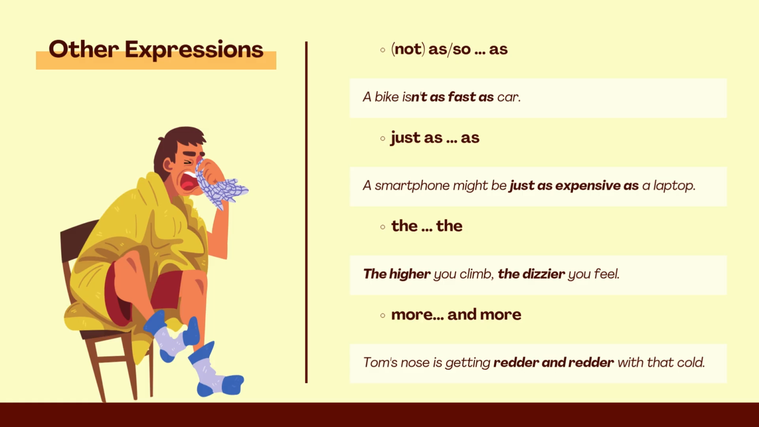Besides comparatives and superlatives, English also has several other useful structures for comparison. The first one is not as, as in a bike isn't as fast as a car. Here, we show that the bike is slower. The next is just as, a smartphone might be just as expensive as a laptop. This means they have the same level of cost.